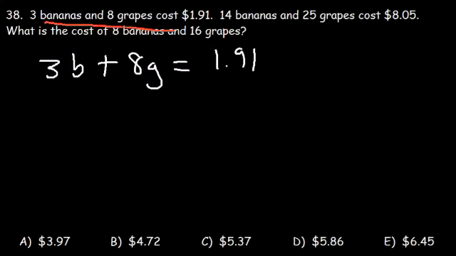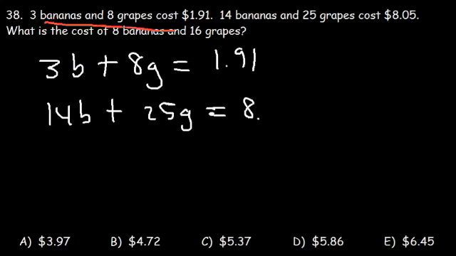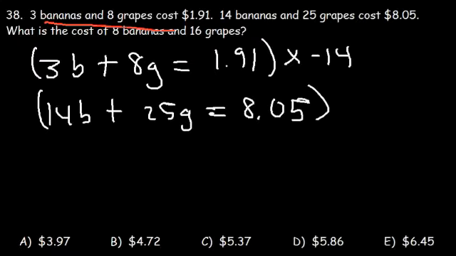Now for the second equation, 14 bananas and 25 grapes costs $8.05. So these are the two equations. So now we need to solve for either B or G first. So let's solve for B. Let's multiply the first equation by negative 14, and then the second equation we're going to multiply by positive 3.